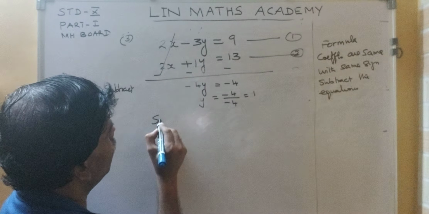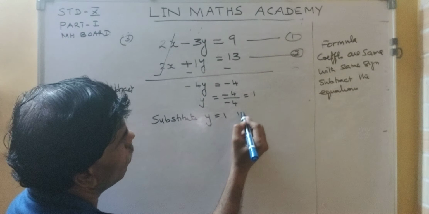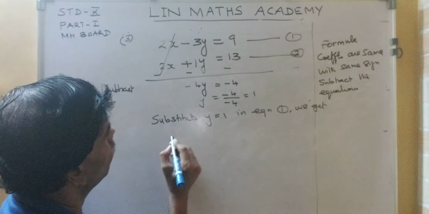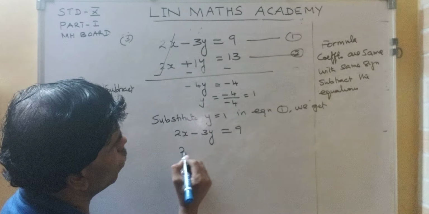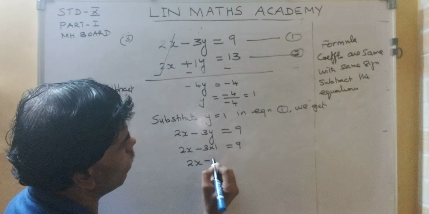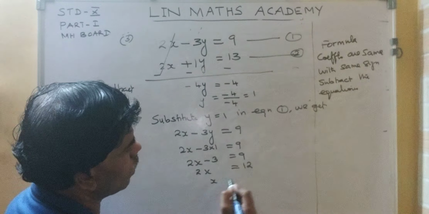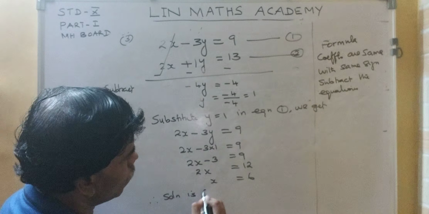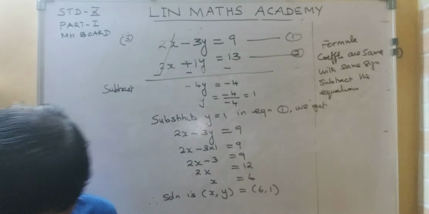Now substitute y equal to 1 in equation 1. We get 2x minus 3y equal to 9. So 2x minus 3 into 1 equal to 9. So 2x minus 3 equal to 9. 2x equal to 12. x equal to 6. Therefore, the solution is x, y equal to 6, 1. Right?